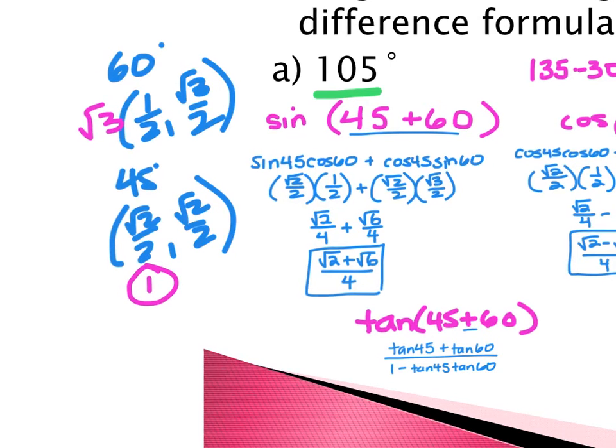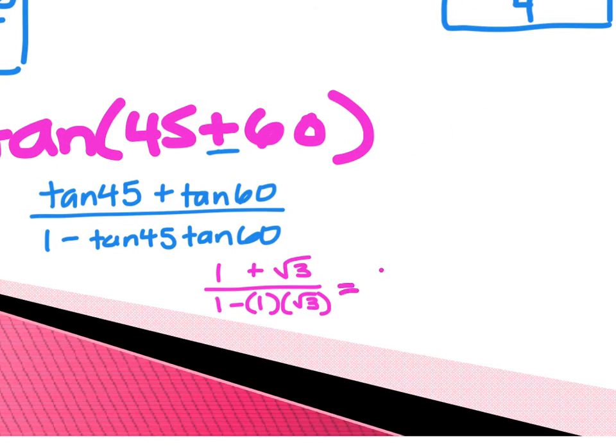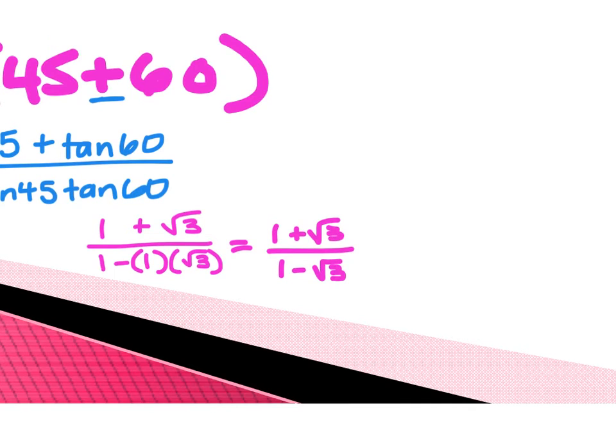So now I want to plug those values in. Tangent of 45 is 1, plus tangent of 60 is root 3, over 1 minus tangent of 45 is 1, times tangent of 60, which is root 3. So from here I get 1 plus root 3 over 1 minus root 3. And we can't leave the square root in the denominator. That would be irrational. So we're going to rationalize this by multiplying both the top and the bottom by the conjugate of the bottom, or 1 plus square root 3.